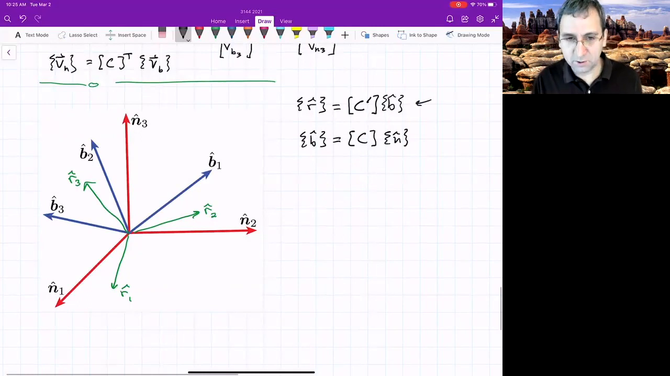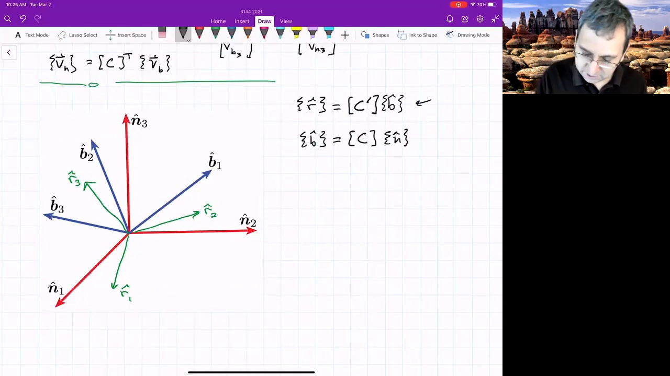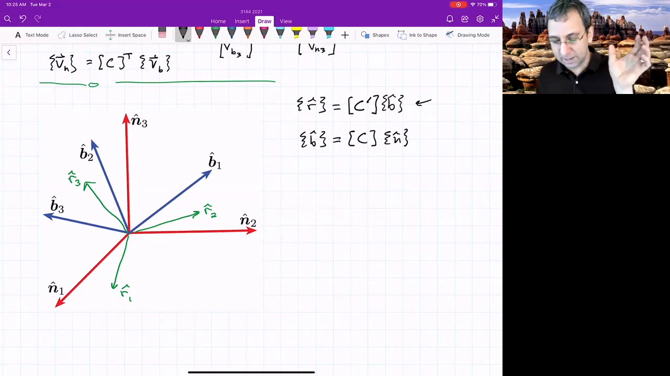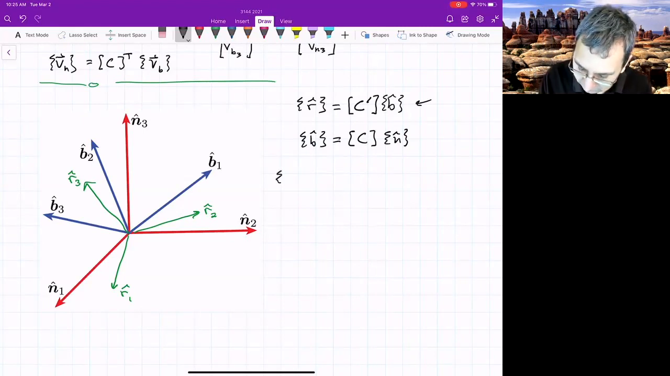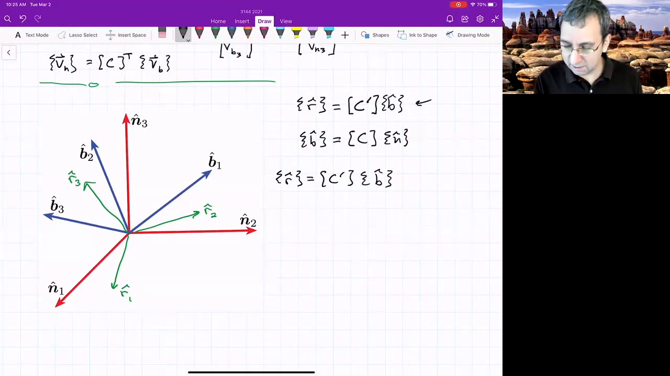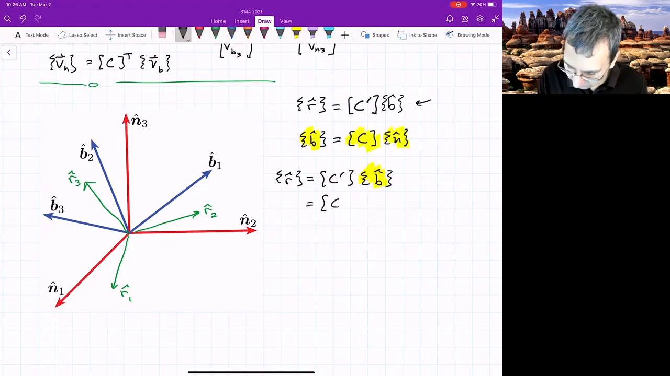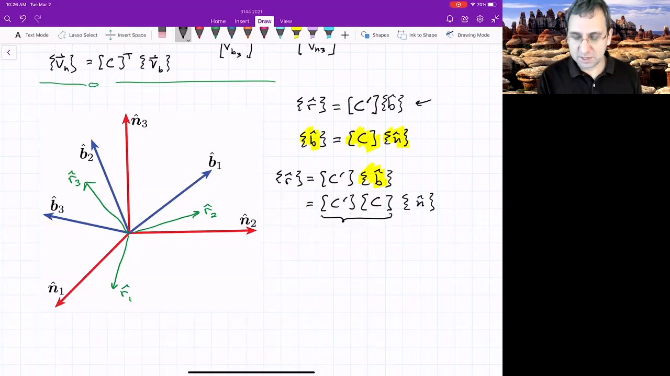So we're relating the R unit vectors to B through a rotation matrix C prime, and the B unit vectors to N through a rotation matrix C. What if we directly wanted to relate the R unit vectors and the N unit vectors? How would we do that? Well, we'd start with what we have up above, C prime B, and then substitute in what B equals. It equals C times N. So this equals C prime times C N. And this is a rotation times a rotation. The nice property of rotation matrices is that when you do matrix multiplication of them, you end up with another rotation matrix. So we'll call this C prime prime, another rotation matrix.